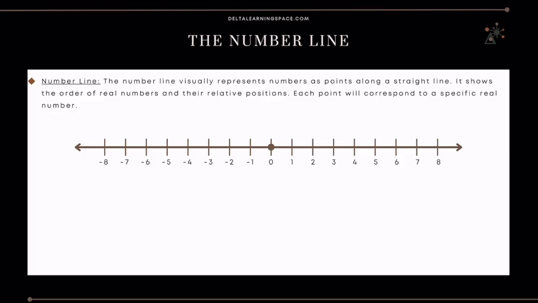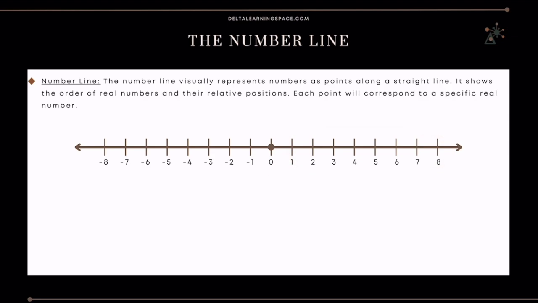It shows the relative order of real numbers, and each point corresponds to a specific real number. For example, we have our number line shown here. As you can see, there are tick marks with numbers shown below. So here, this mark is indicating the value of -8, -7, -6, and so on as we continue to the right. In this representation, we have our negative numbers shown on this left-hand side, our positive numbers shown on this right-hand side, and 0 in the middle.